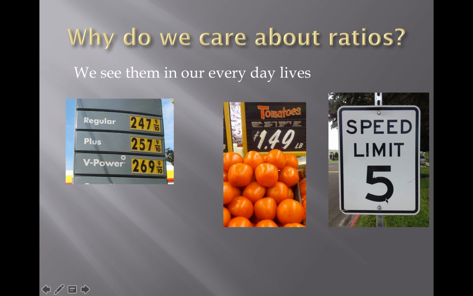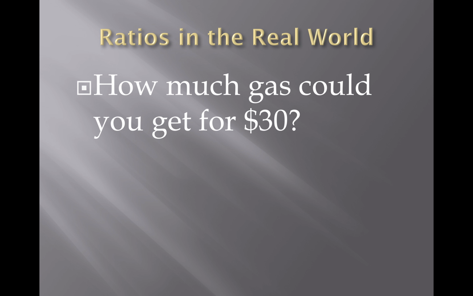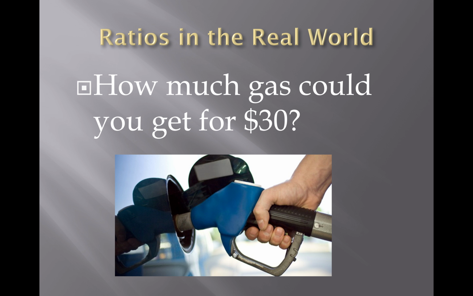And this is probably 5 miles per hour, because we're in America. Or the pizza: how many slices of pizza are there in one pizza box? How much gas could you get from $30? That all depends on each gas station. So you have to say, how much could I get from $30 multiplied by my unit rate to get how much gas I could get.